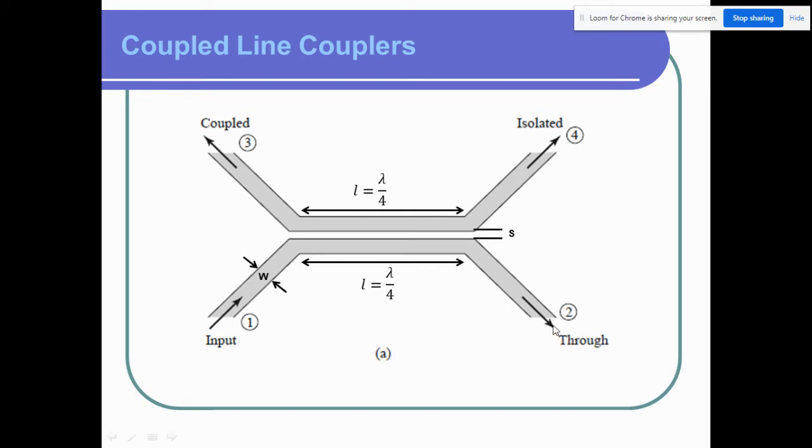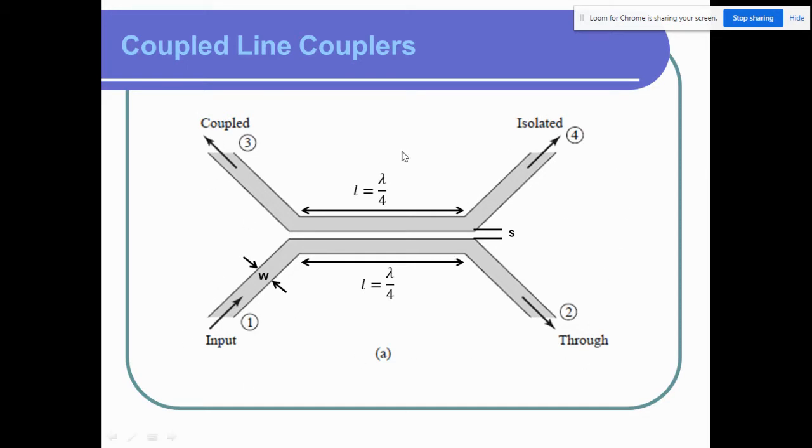Similarly, if we try to give some input here, some part will go there and it will come out here, but nothing will come here. But usually we don't use that one. We use it for one direction only because it's a directional coupler. We use a circulator sometimes for that type of thing.